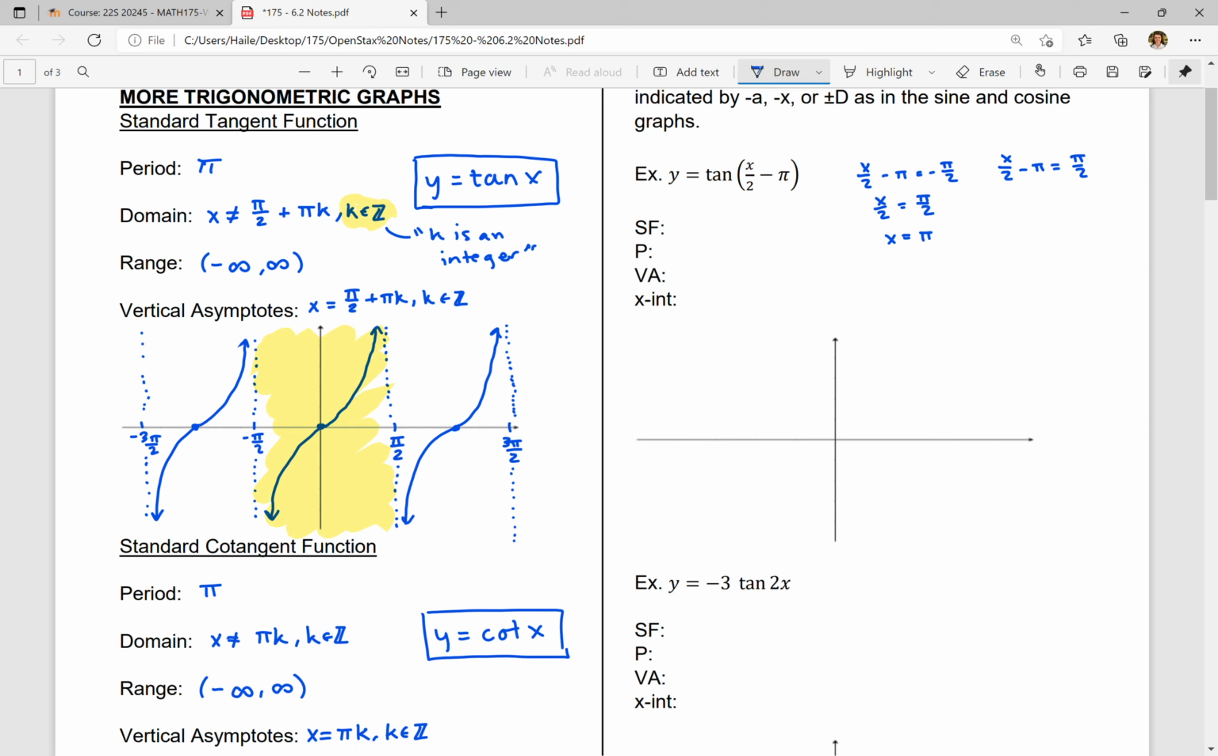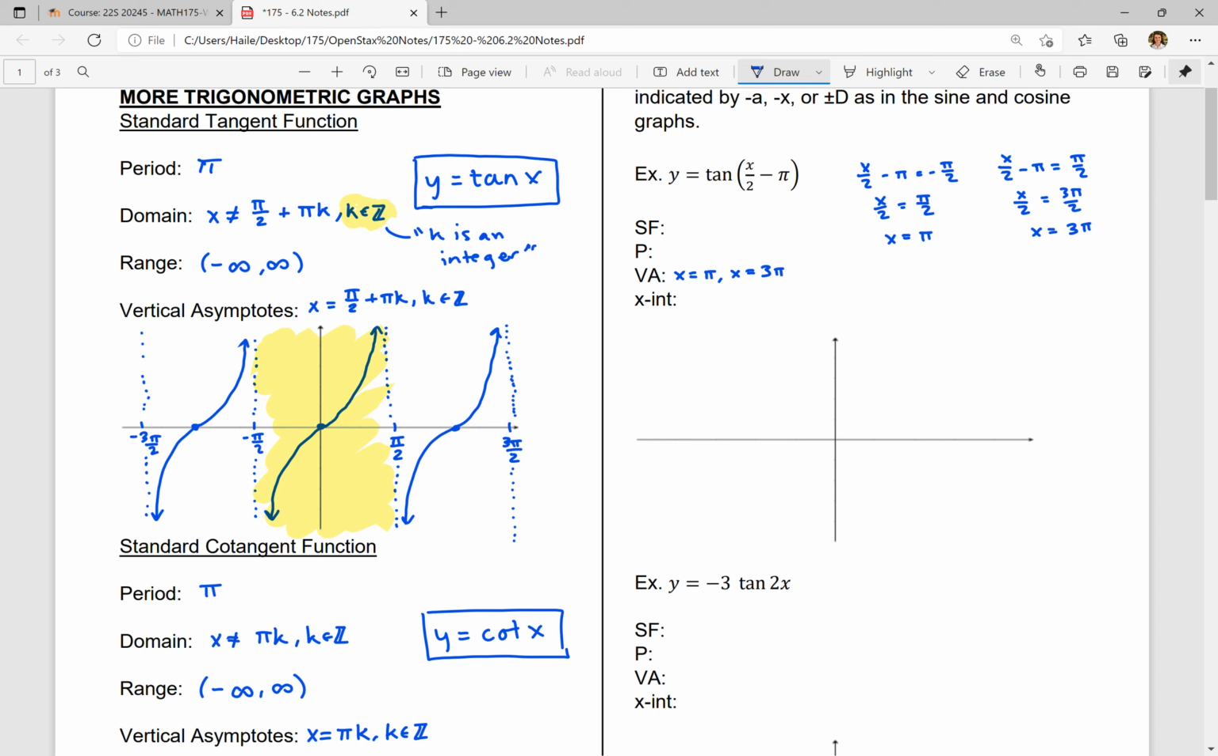And then in the second equation, I can say x over 2 is equal to 3 pi over 2. So x is equal to 3 pi. So these are going to be my two vertical asymptotes on my graph. So we have x is equal to pi, and x is equal to 3 pi.